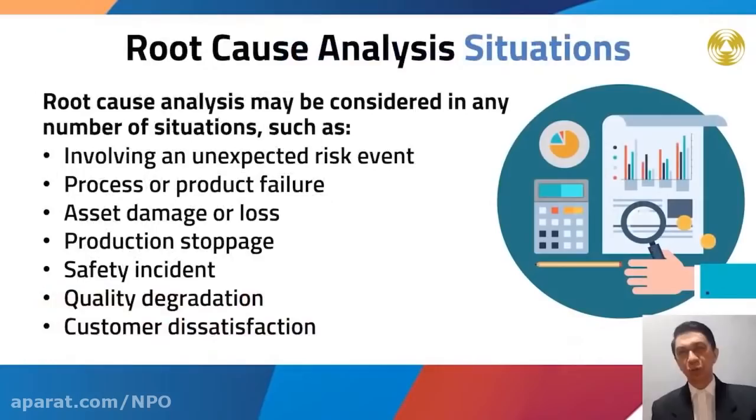So what are the situations when you can use root cause analysis? Several situations. Number one, when there is an unexpected risk event. There was an earthquake and suddenly you do not have a steam supply, you do not have compressed air supply, you do not have power, or when there is a process or product failure, your lines don't work anymore as you expected them to work. Or when there is a damage or a loss to your product or to your property. Next is, this one is frequent, when you have frequent production stoppages. Your efficiency is already very low. Your throughput is below your target.